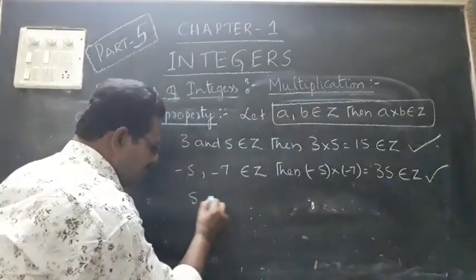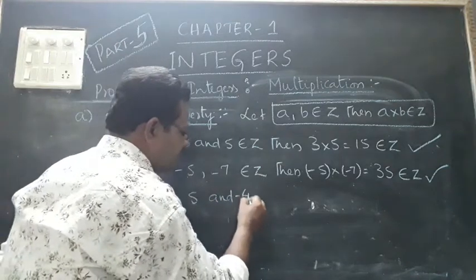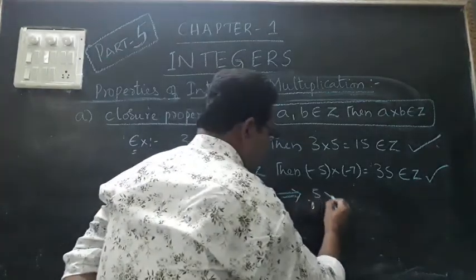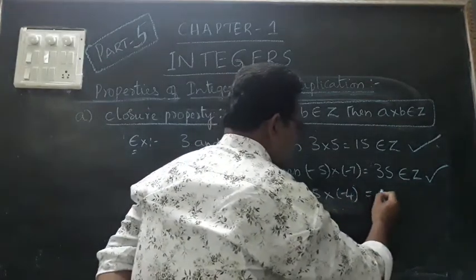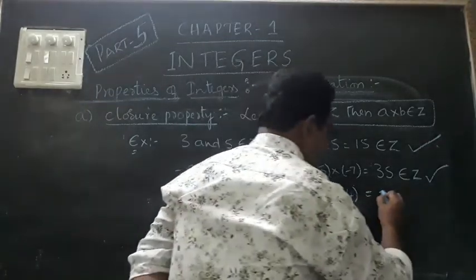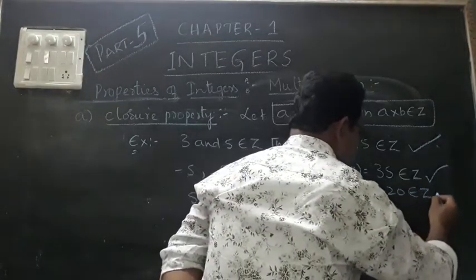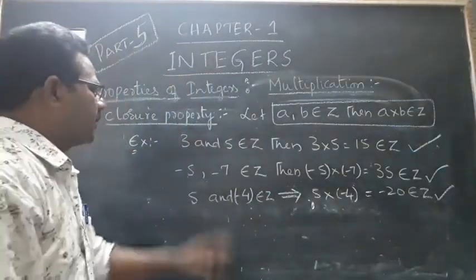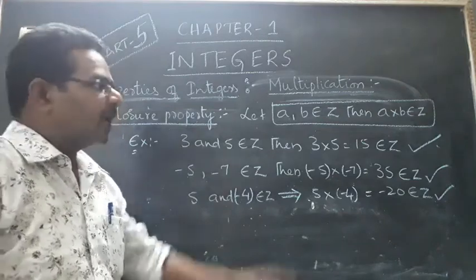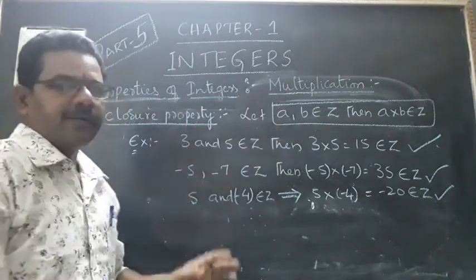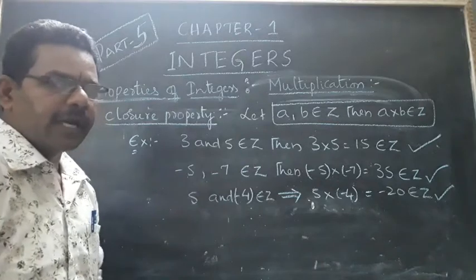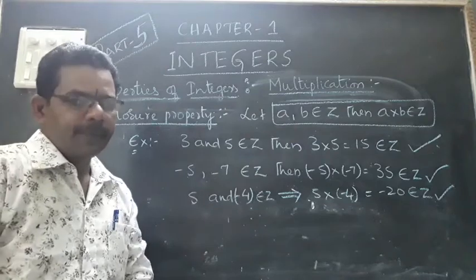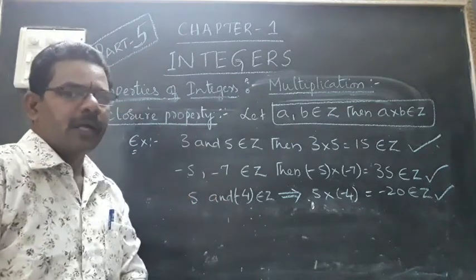Okay, 5 and minus 4 belong to the set of integers, then 5 into minus 4 is equal to 5 4s are 20, minus 20. This also belongs to integers. So in the set of integers in multiplication, closure property is following. So the set of integers is closed under multiplication. This is the first property in the multiplication. So closure property is following in the multiplication.